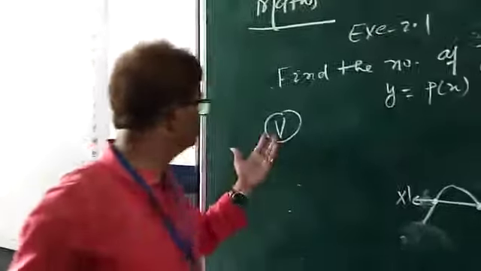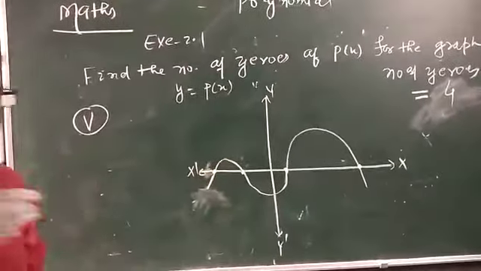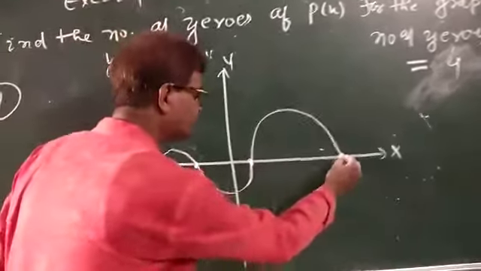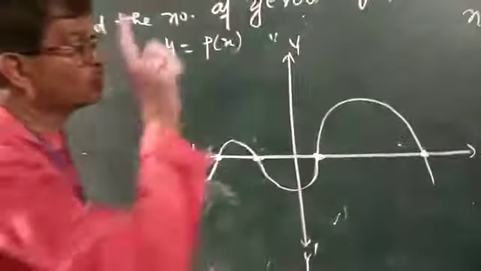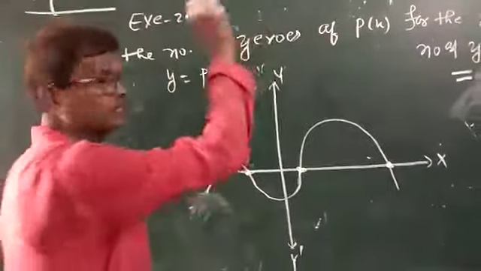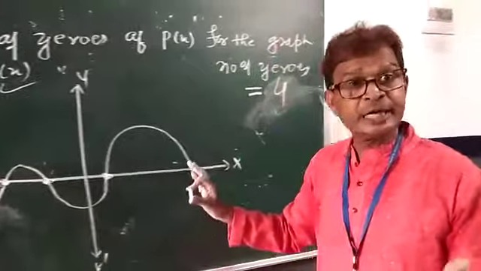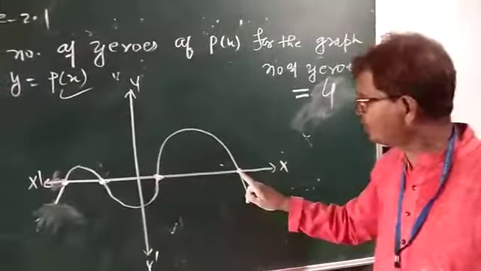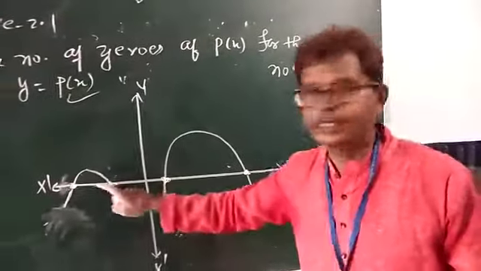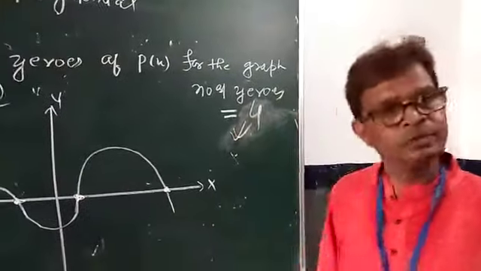Students, now come to question number 5. In this graph, the graph intersects the x-axis on 4 points. See these 4 points, this point, this point, this point and this point. Count it: first, second, third and fourth. So the number of zeros of p(x) will be equal to 4.